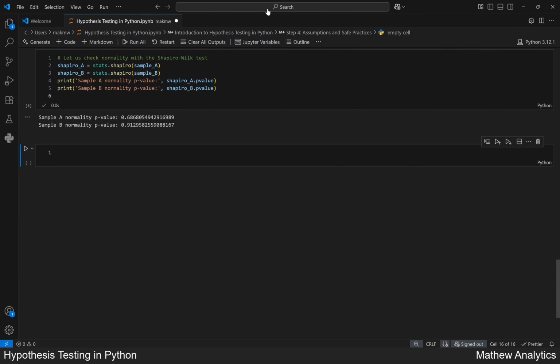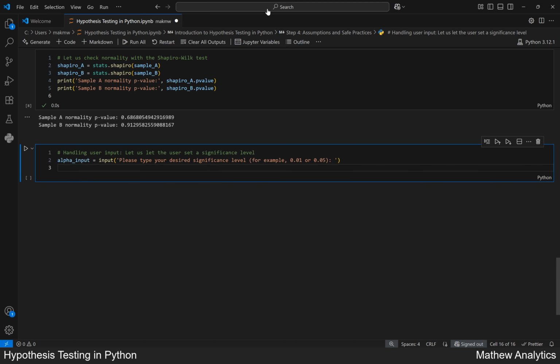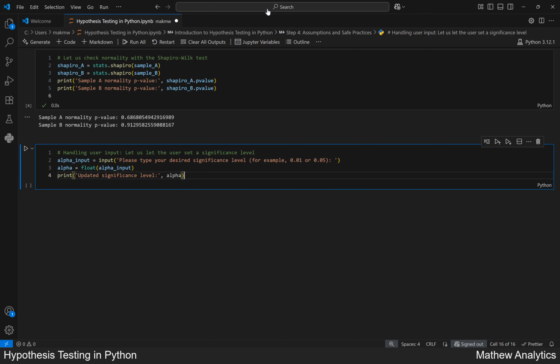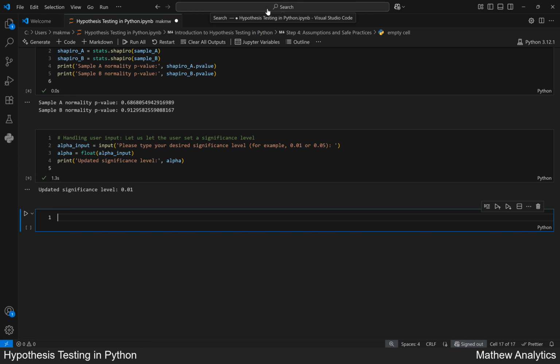Now you can set your own significance level. Type a value like 0.01 or 0.1 to see how it changes our decisions. Here, the program asks the user for a desired significance level. It reads your input as a string. We convert the input to a number for our test. We print it so you can check your value. Running the cell now. Try different alpha values to see how sensitive our test is.